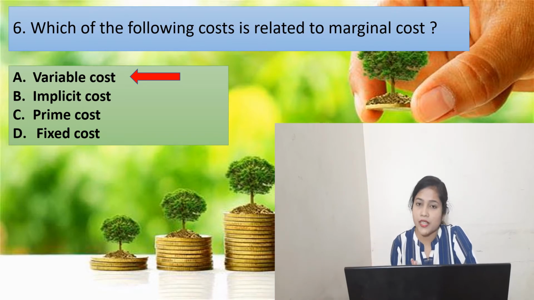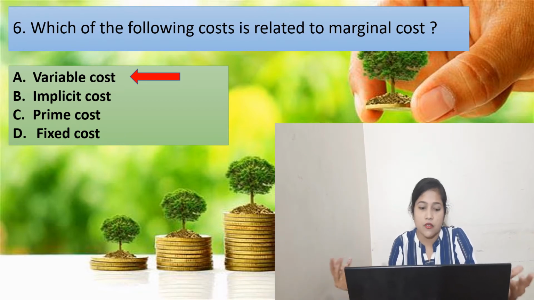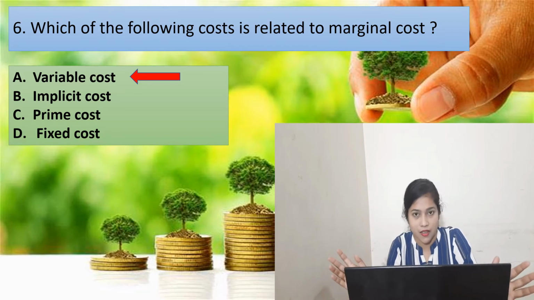So we know that fixed cost never changes. Prime cost is another name of fixed cost. Implicit cost is a self-owned cost, like the cost of family labor, family persons. So whatever is left, that is variable cost. And this is the answer.